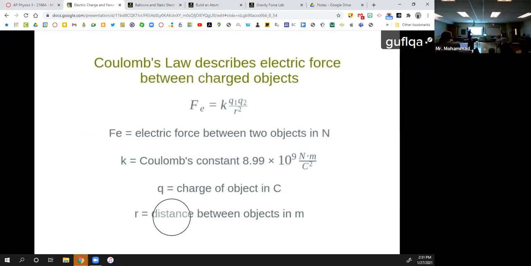Now, the reason we started out with the gravitational force equation is because the electric force equation looks very similar. Instead of masses, we have charges that are directly related. Instead of a gravitational constant, we have Coulomb's constant, which is a lot bigger. It's not a negative exponent, it's a positive exponent there. And then it's related to the inverse of the square of the distance. So again, distance is the inverse square. You have two directly related quantities, not mass this time, but charge.